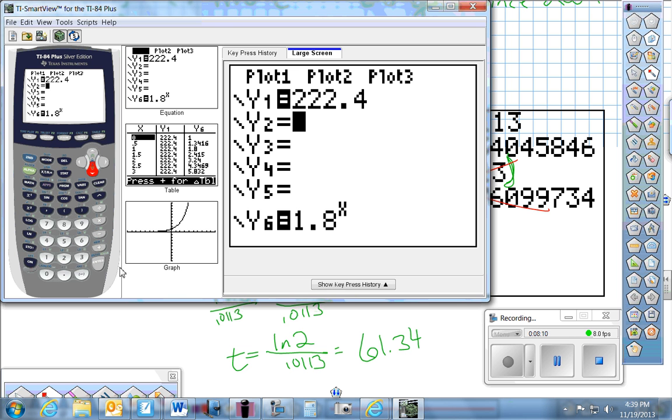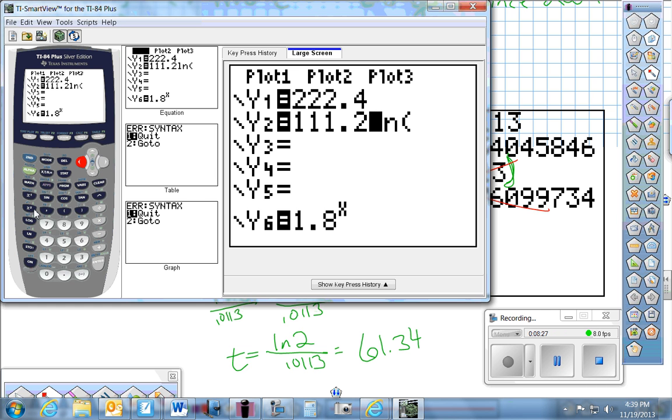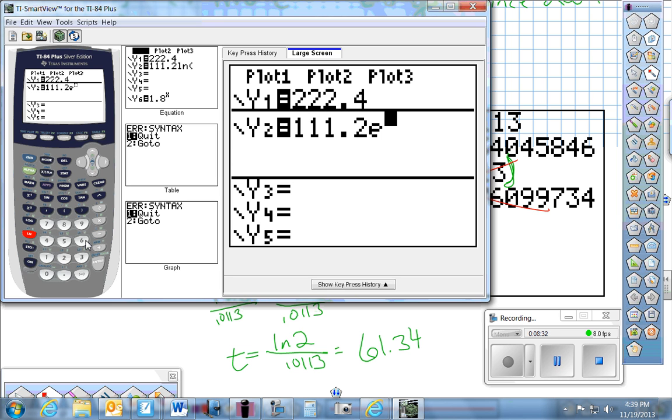I'm also going to graph the other side of my equation, which was 112.2 times e to the x. It still doesn't like my second natural log, so e to the 0.0113x, because it's just going to do x no matter what you tell it to do.